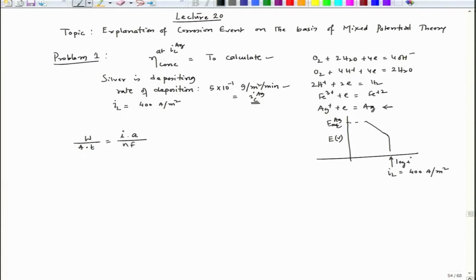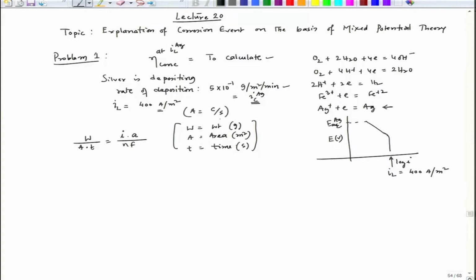In this equation, what are those values? W is equal to weight in gram, A is area in meter square, and T is time. Let us take it as second, because we have to convert this into the form of ampere, and 1 ampere is nothing but coulomb per second.